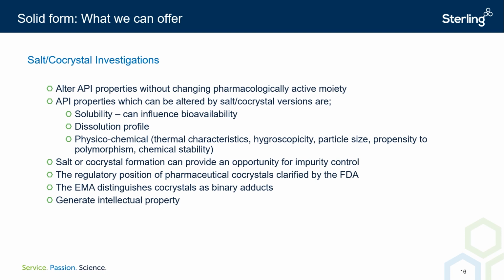Physico-chemical properties and the manufacturability of the API version, such as thermal characteristics, including melting point, hygroscopicity, particle size, propensity to polymorphism, and overall chemical stability can vary significantly between the free API and different API salt or co-crystal versions. For example, where crystallization of the free API alone may fail to sufficiently improve chemical purity, implementing a salt or co-crystal formation could provide an opportunity for impurity control.